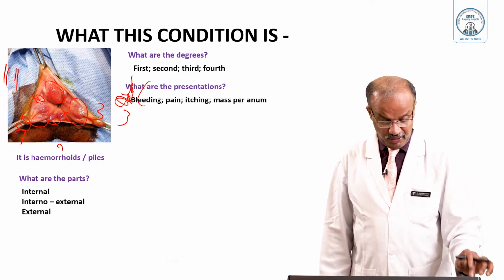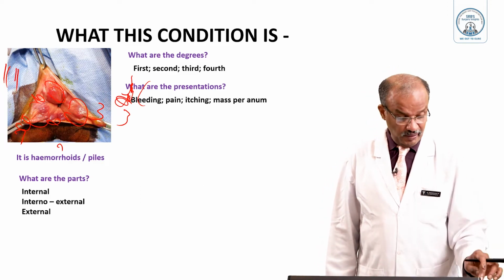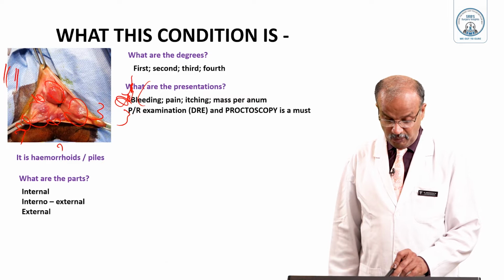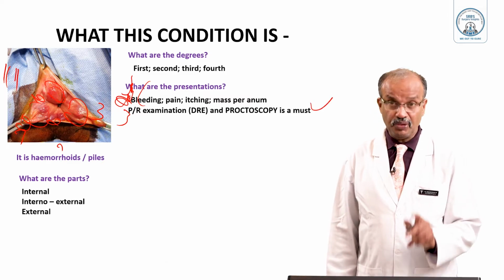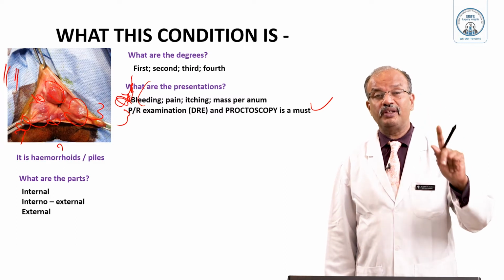So what are the presentations? Bleeding, pain, itching, mass perianum. Bleeding is very common. PR examination and proctoscopy are a must. It's very important, you should do PR. Piles are so soft you can't feel them, but thrombosed piles can be felt.